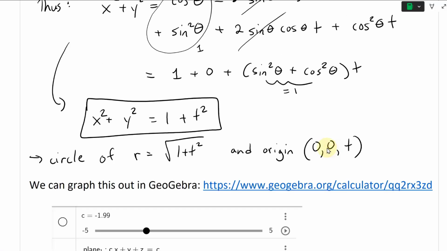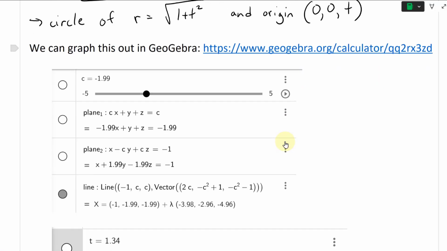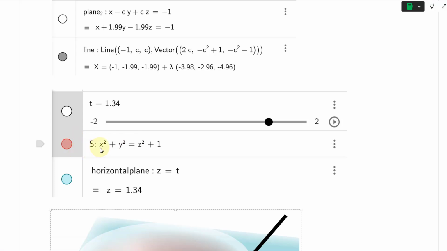Alright, now we can graph this all out, as a way to double check all of our work, using the GeoGebra 3D graphing calculator. So here is the c value where we can modify it. Here's the line. And basically, here is the t value. So we have t, you can modify it, and so on. And also, here's the surface S.